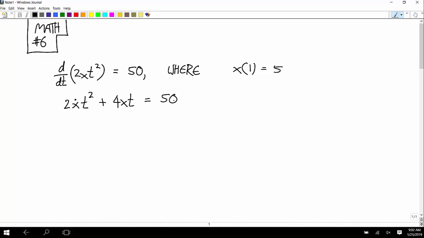So now, is there a way to solve that by separation of variables? No, because if you add negative 4xt to both sides, you have x's and t's mixed together, you can't divide them out there, and so you're stuck. So instead, notice that this is a really easy problem.